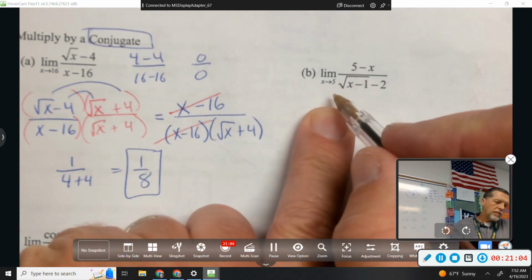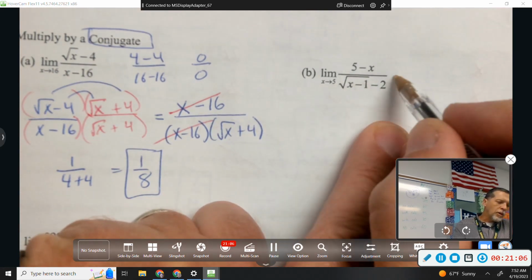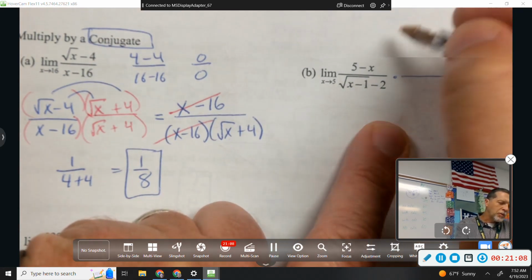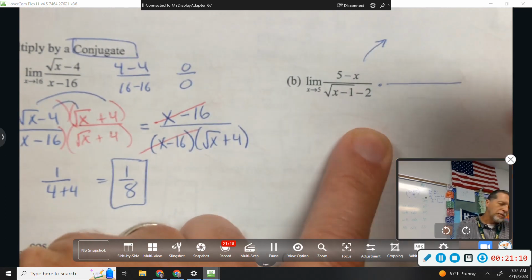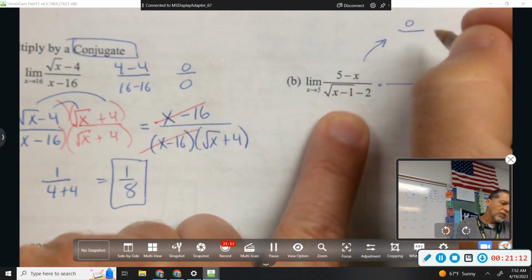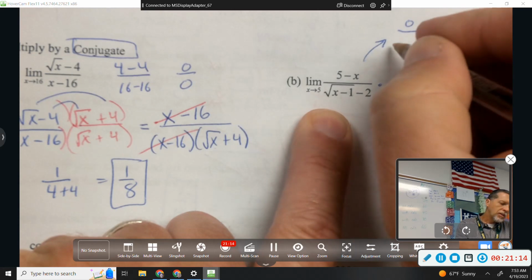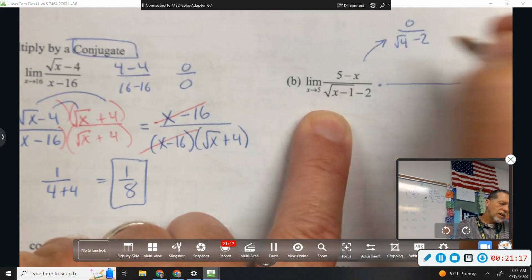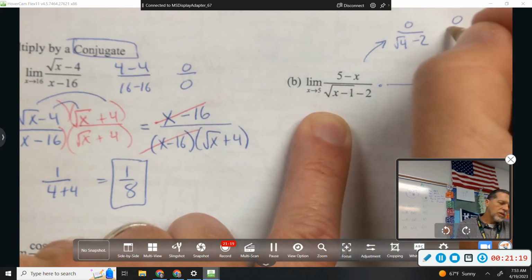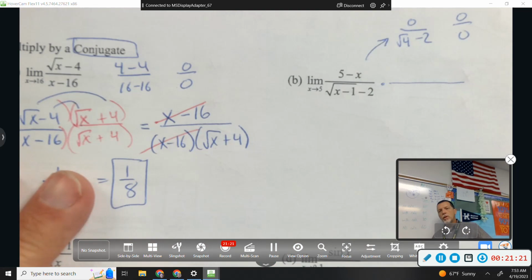Example B. If I plug in 5, I want to multiply by the conjugate right here, so I'm going to do the plug in sort of out of the way here. 5 minus 5 is 0. 5 minus 1 is 4. Root 4 minus 2 is 0. So yes, this one's another problem child here.